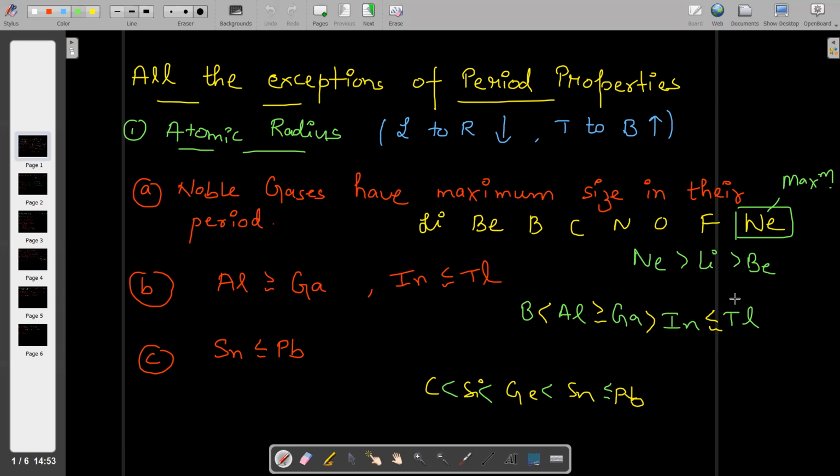The size of thallium must be much bigger than indium, but in reality, they are approximately same, but still thallium is bigger. 14 group, here also, you're expecting the Sn and Pb must be bigger. In reality, it is bigger, but the increase is not that much. So their sizes are approximately same.